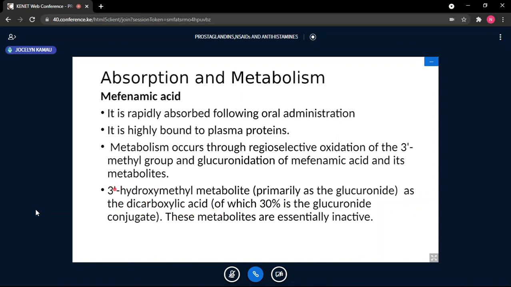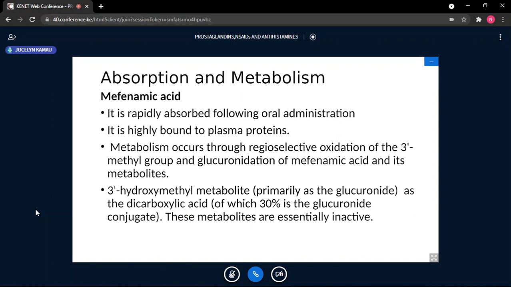If you have the 3' hydroxymethyl, this is a CH2OH. It can go through further oxidation to carboxylic acid. If it undergoes further oxidation, there will be a carboxylic acid group at 3', and a carboxylic acid at the 1 position, and therefore it becomes a dicarboxylic acid. So it can be either primarily a glucuronide or a dicarboxylic acid, of which 30% is a glucuronide conjugate. These metabolites are essentially inactive.